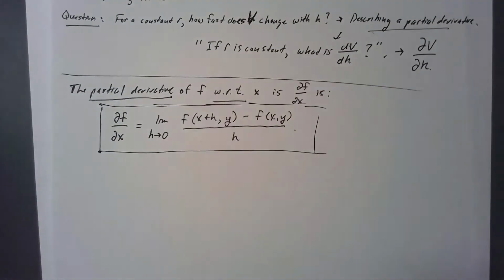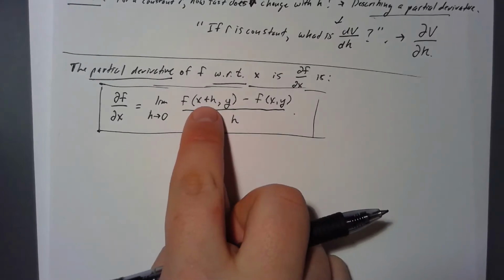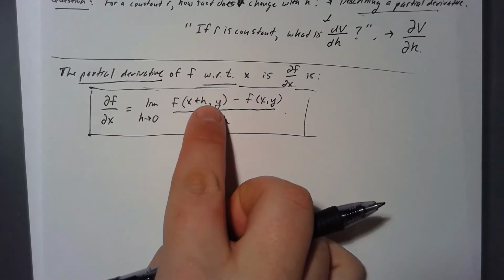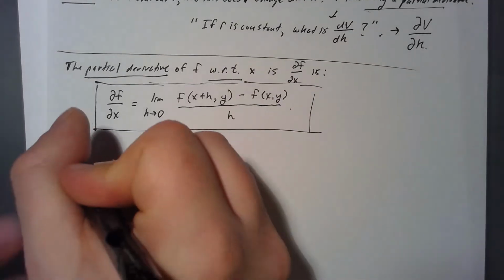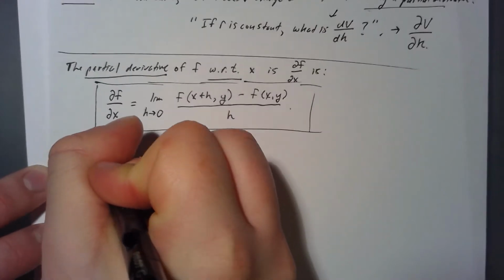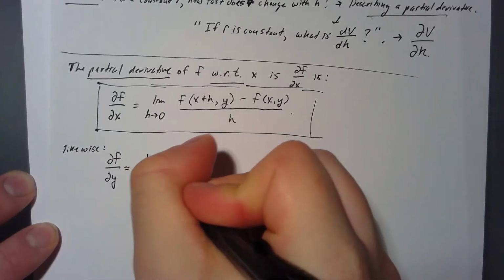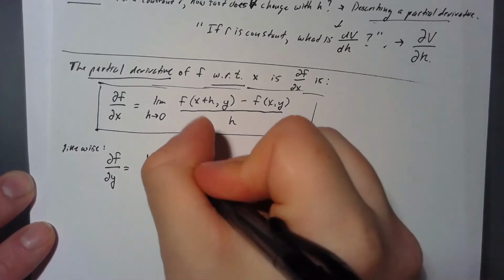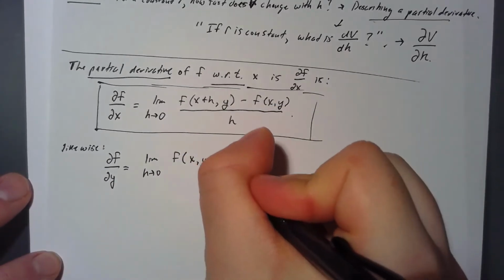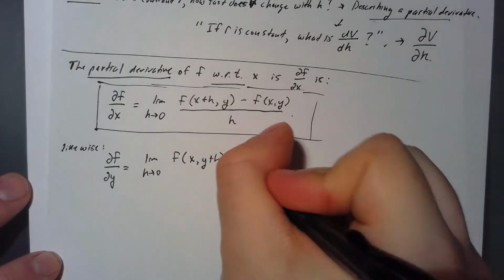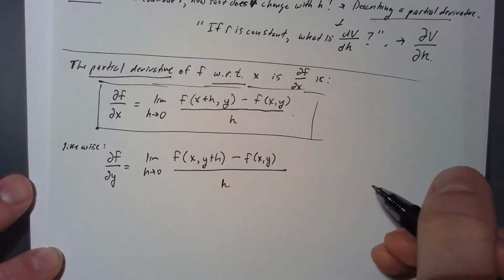with respect to x. And you could do a similar argument for df dy. Just swap this argument. If it was df dy, this would be x comma y plus h, and everything else is the same. So likewise, I'll just write it down. In this case, x is held constant, but y is going to change.